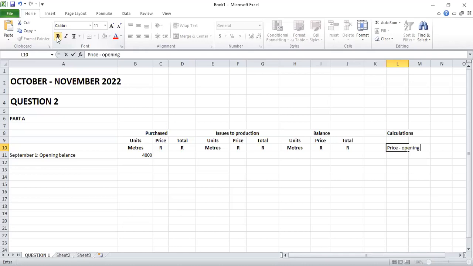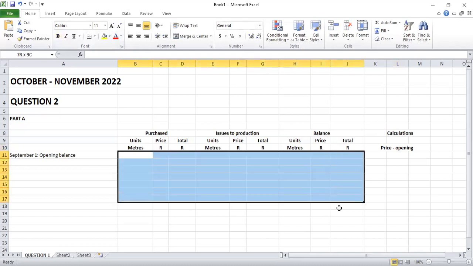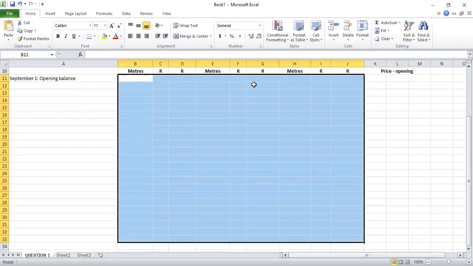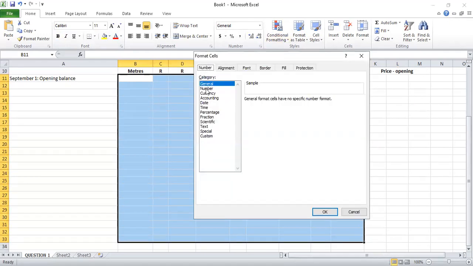Shouldn't the 4,000 meters be at the balance column? I can't hear you. The 4,000 meters, shouldn't it be in the balance column? Oh, sorry about that. Let me just. Thank you so much.